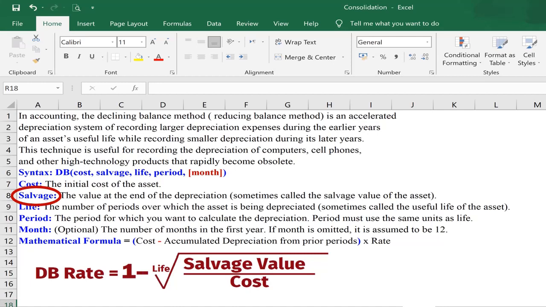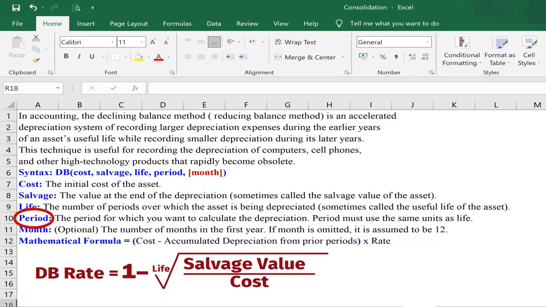Salvage is the value at the end of the depreciation. It is also called the salvage value of the asset. Life, the number of periods over which the asset is being depreciated, is called the life of the fixed asset.